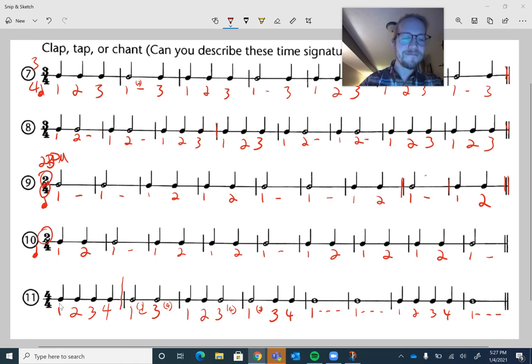Here's number 11. Here we go. 1, 2, 3, 4. 1, 3, 1, 2, 3, 1, 3, 4. 1, 1, 1, 2, 3, 4. 1, stop. That worked out pretty well. All right. So I need to find a different song for the 3/4s.